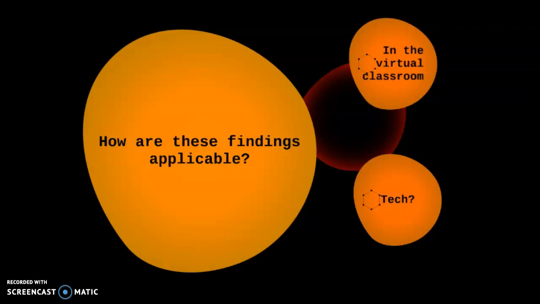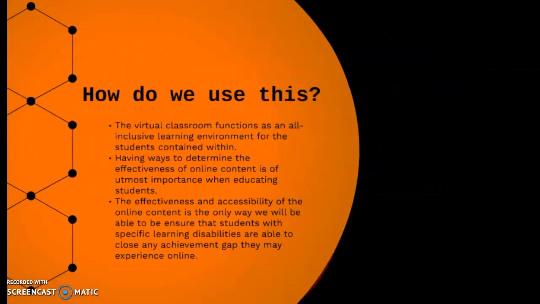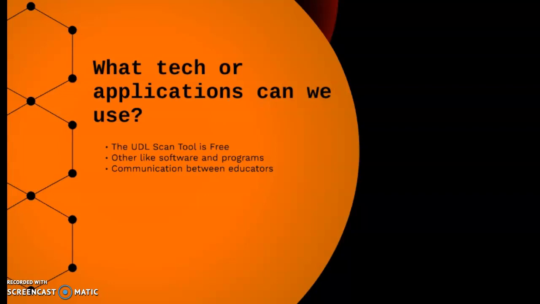For applications of research in the virtual classroom, as I said earlier, the virtual classroom is going to be inclusive as well. So having a way of determining the effectiveness and accessibility of our content is going to be a very useful tool that can help bridge any achievement gap that we have coming from the content directly. The tech that goes into it is essentially the UDL scan tool that this author looked at, and that's free. They also specified other programs and software exist, as well as communication between educators, making sure that that is a key part of the educational field.